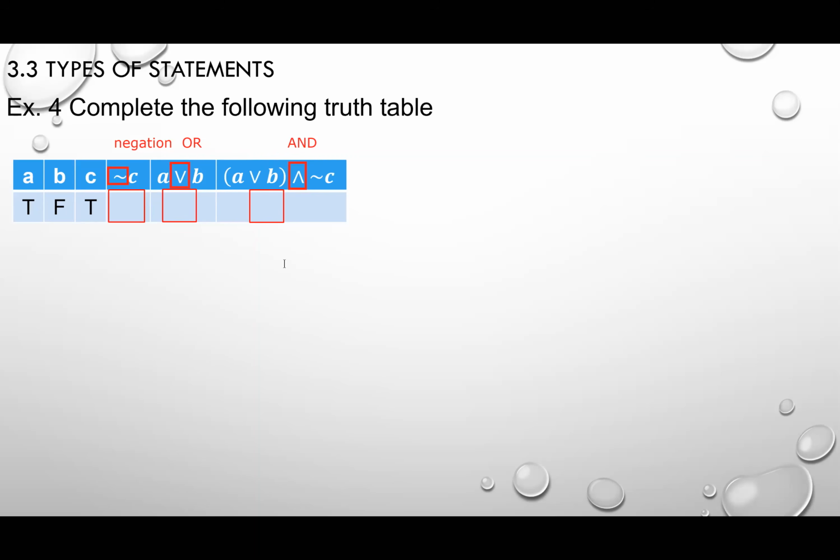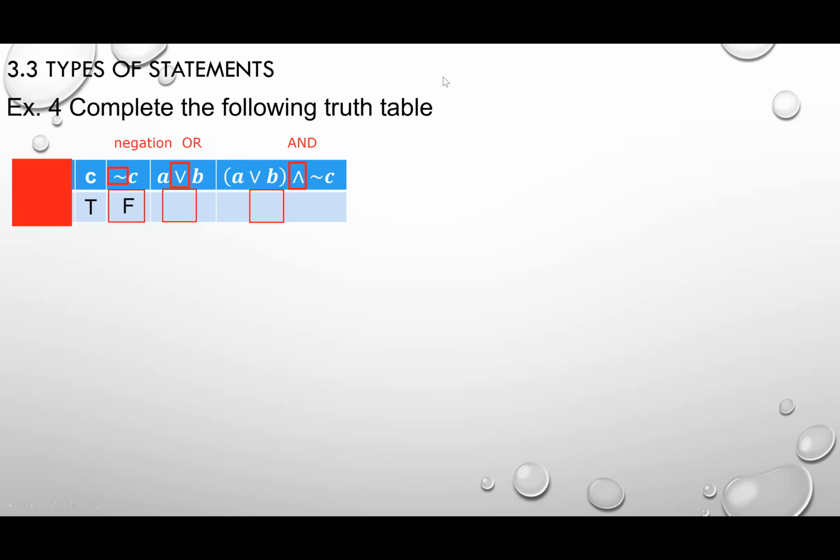So first of all, the negation should be easy. The negation of C basically tells you, look at C, we don't care about A and B. Look at C, what does C give you? Give me the opposite. The negation is the opposite. Do you agree that C is true? I can fill in the negation of C, which is false. So finding the negation is that easy, it's just the opposite.